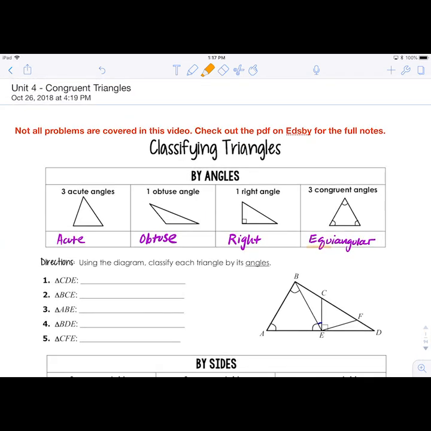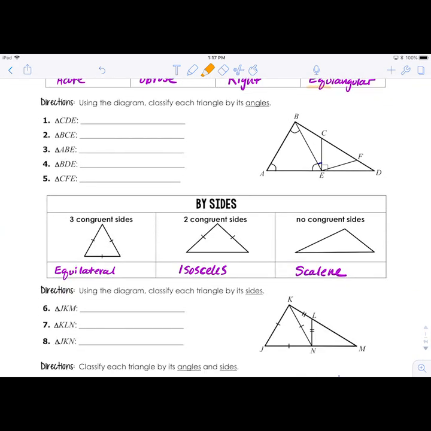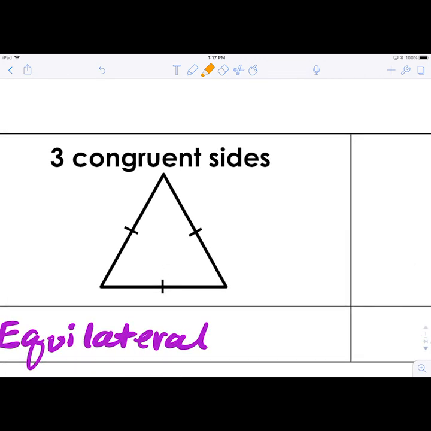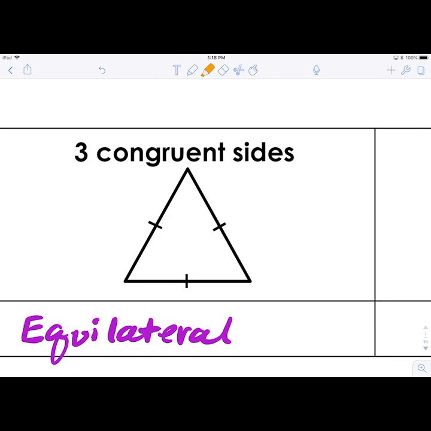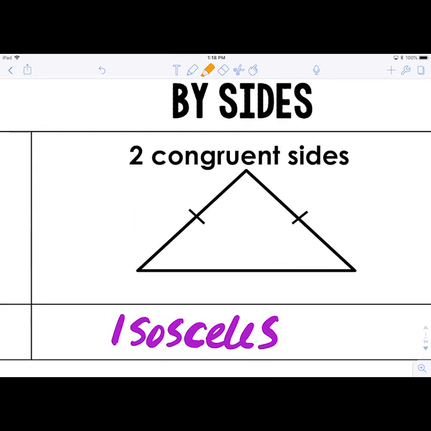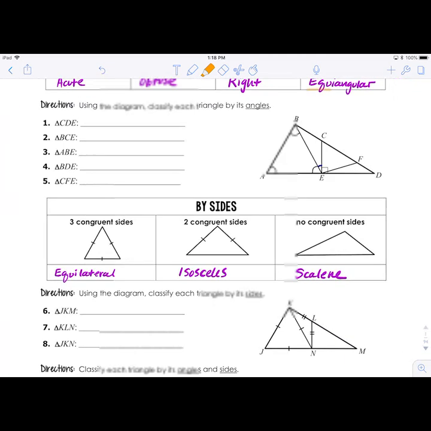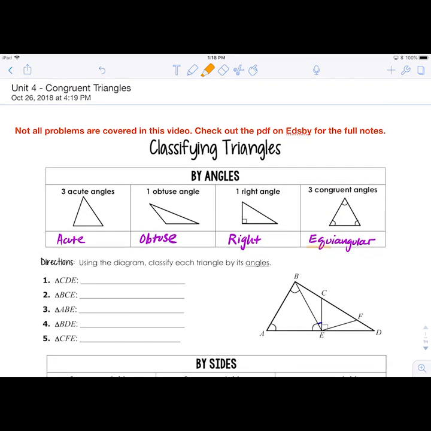All right. I also did this by sides, so a three congruent side triangle is equilateral. If we have two congruent sides, that's isosceles. No congruent sides, that is a scalene. Notice these little tick marks on the side. That means all of those sides with one tick mark are all the same. These two sides right here are congruent to one another, with that base not being congruent to the other. Not all the problems are going to be covered in this video, so we're just going to do a few and move on. If you have questions or if you want all of them worked out, you can go in the PDF.